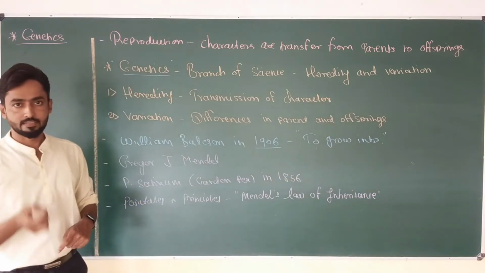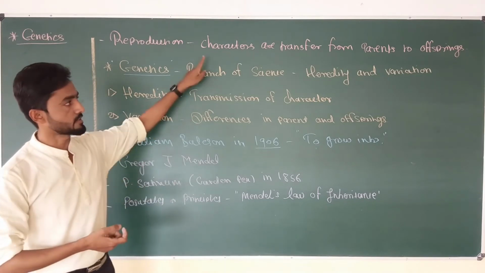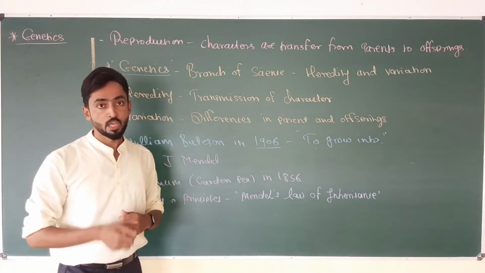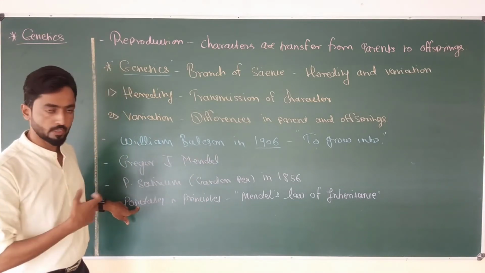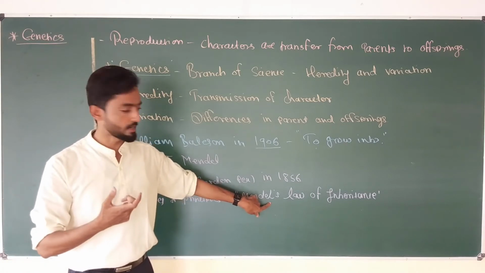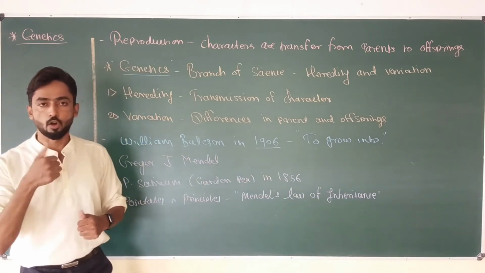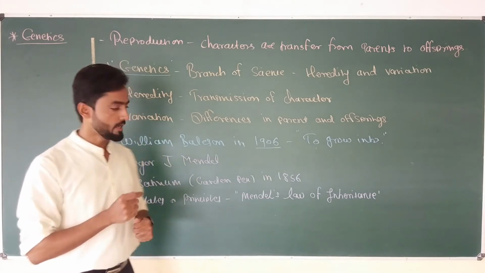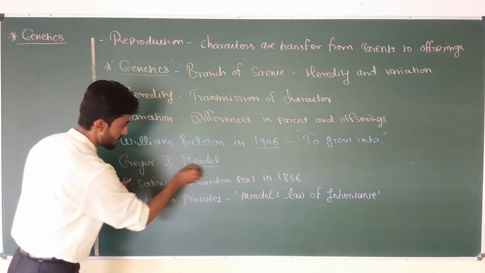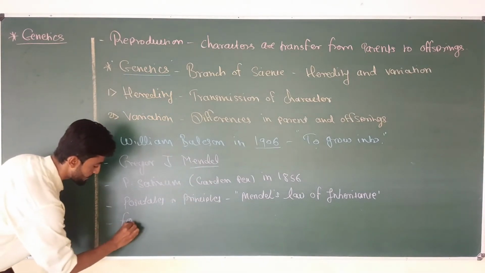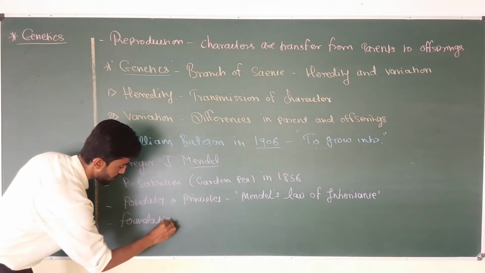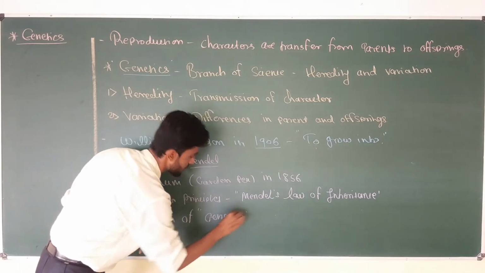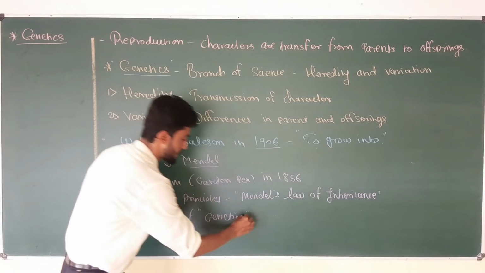So Mendel satisfactorily explained how characters are transferred from generation to generation and why there is variation between parent and their progeny. On the basis of his postulates, three laws were designed, called Mendel's laws of inheritance: the law of dominance, the law of segregation, and the law of independent assortment. Mendel laid down the foundation of genetics, so we know him as the father of genetics.